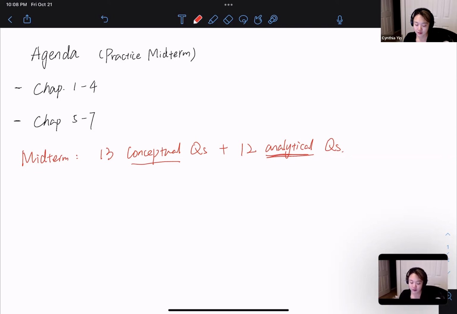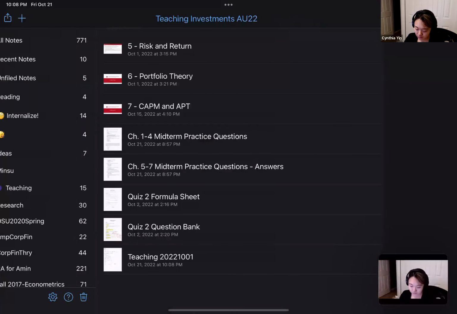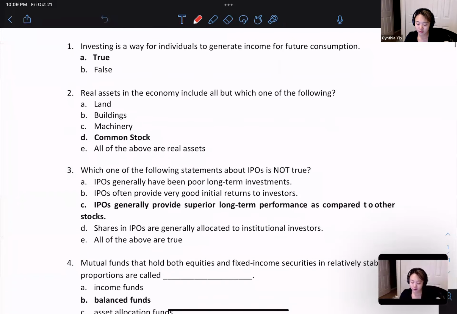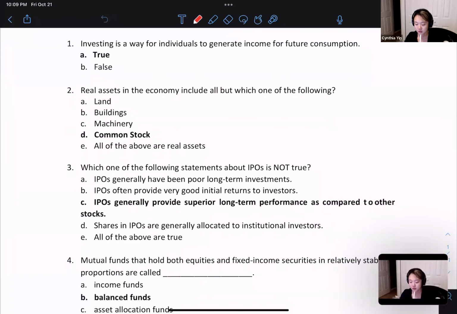Okay, so then let's get started. I will focus more on the analytical questions, and I will pick some conceptual ones to maybe discuss more in depth, unless it's just about definition. For those pure definition questions, I will just skip them because it's just definition. But for some other logic questions or a little bit deeper questions, I will talk a little bit more.